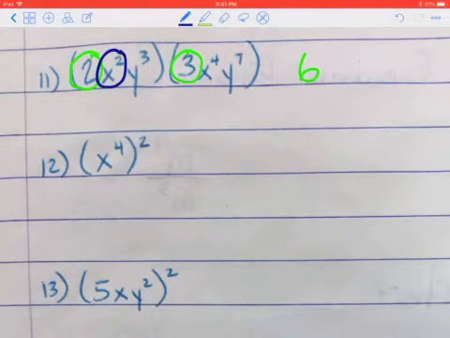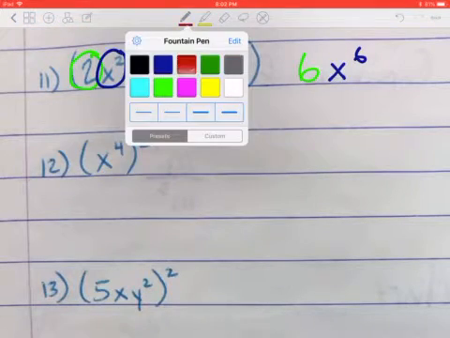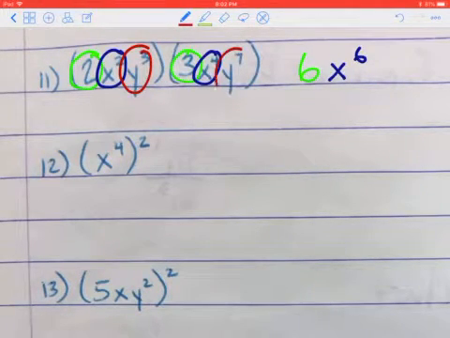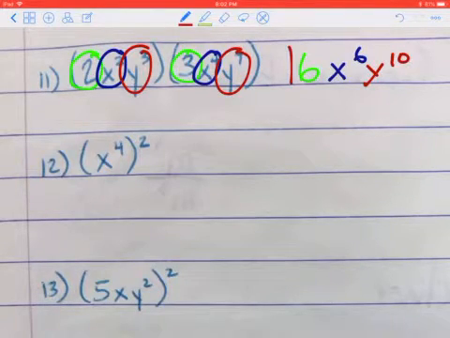X squared times x to the 4, and we add them, so that's x to the 6, and y cubed times y to the 7, y to the 10. So our answer is 6x to the 6, y to the 10.